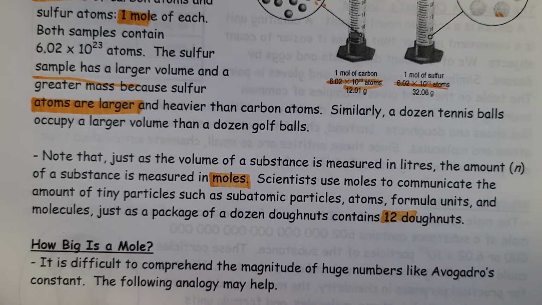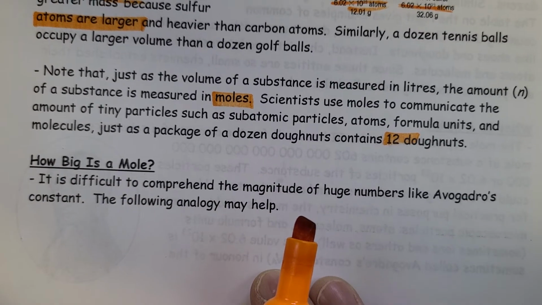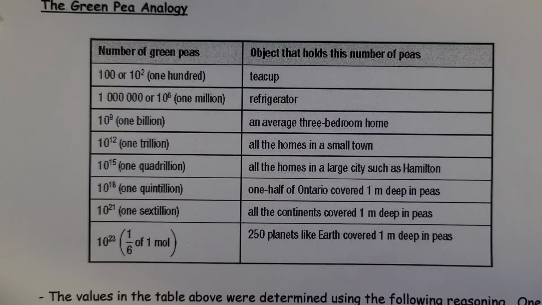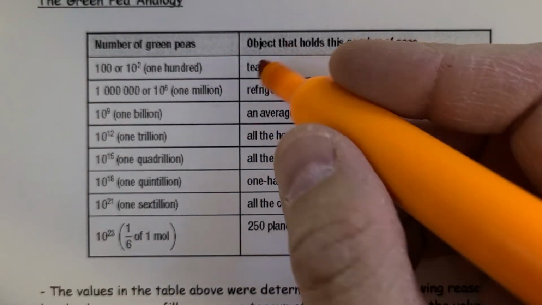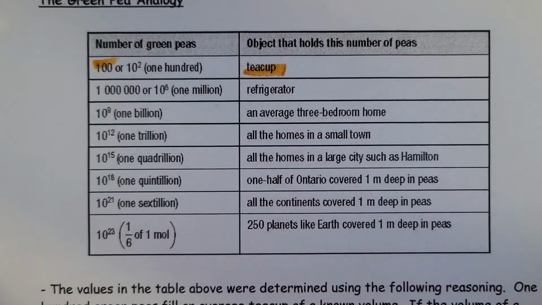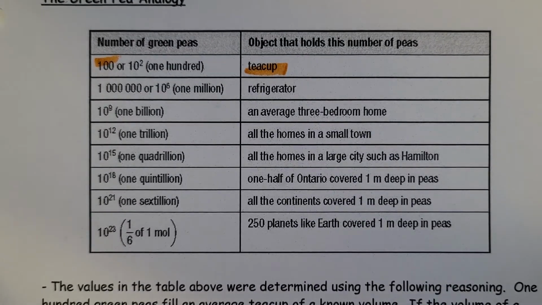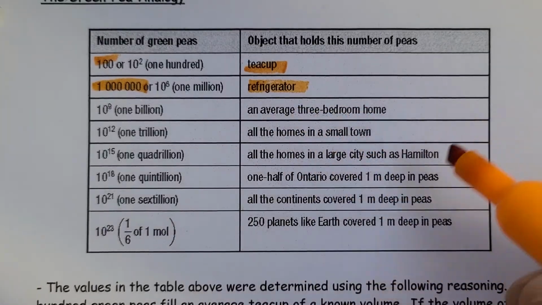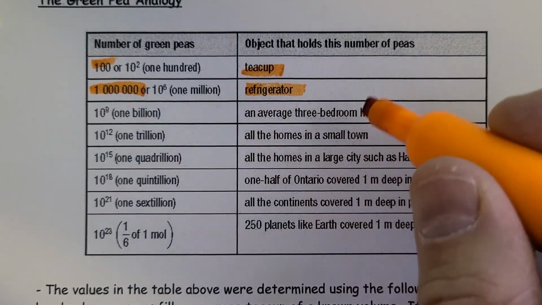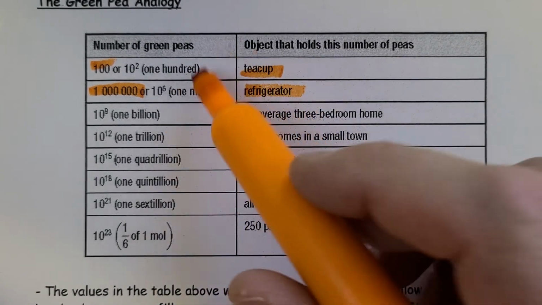So how big is a mole? It's difficult to comprehend just exactly how big it is, but I do have an analogy on the next page which will hopefully help. I like to refer to it as the green pea analogy. If you were to imagine a teacup, we can fit about 100 frozen peas in there, which seems more than it should be. But if we look at the volume of a teacup and the volume of an individual pea, there can be 100. Refrigerator, we can fit 1,000,000 peas. Again, if we can figure out the length times width times height of this cubic structure, i.e. a refrigerator, and if we know the volume of a single pea, we can figure it out.